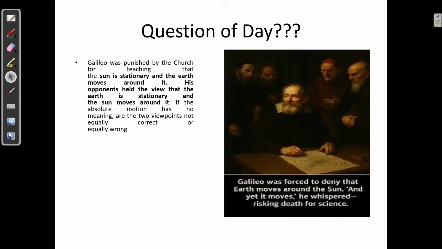So the question is that if absolute motion has no meaning, then are the two viewpoints not equally correct and equally wrong? So actually, if you just take it as a whole, then we can say that yes, both parties, the church and Galileo, are right at that point of time. Then why is there a conflict? Then why are we saying that Galileo is right?